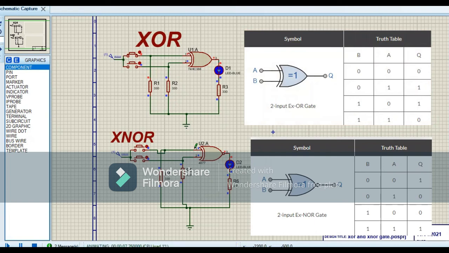Now, here we have the XNOR gate. Its symbol is this one. The exclusive NOR gate or XNOR gate is a combination of an XOR gate and a NOT gate. Its output goes high when both of its input terminals are at the same logic level and low when both are at different levels. This can be seen here. As both the inputs are at the same level, the output is high, and if any one of the input levels is different from the other, the output is low.